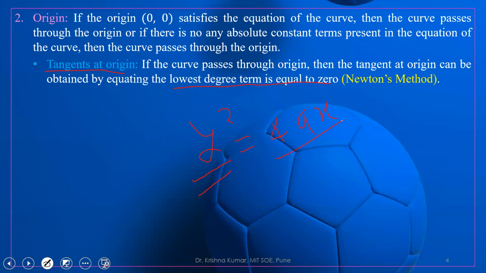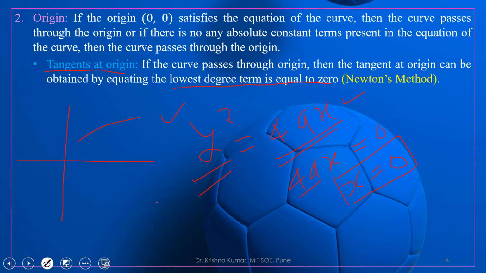So how to find the tangent at the origin? It has only two terms: one is y square and the second is 4ax. The lowest degree term is 4ax, and this should be equal to 0. But 4a is an absolute constant which will not be equal to 0, so x equal to 0. This is the tangent at the origin. X equal to 0 means the y-axis.